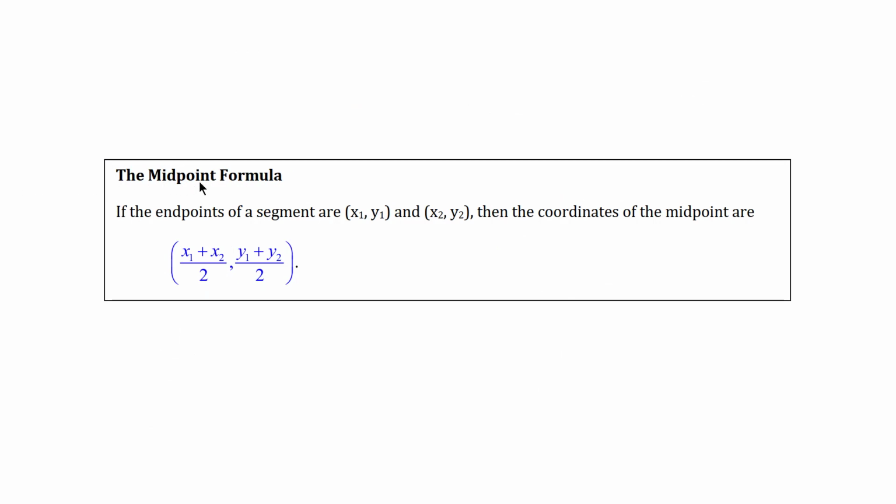Next, we have the midpoint formula. It states here that the endpoints of a segment are the points (x1, y1) and (x2, y2). Then the coordinates of the midpoint are ((x1 + x2)/2, (y1 + y2)/2). You could think of the midpoint formula as just the average value of the x-coordinates and the average value of the y-coordinates.